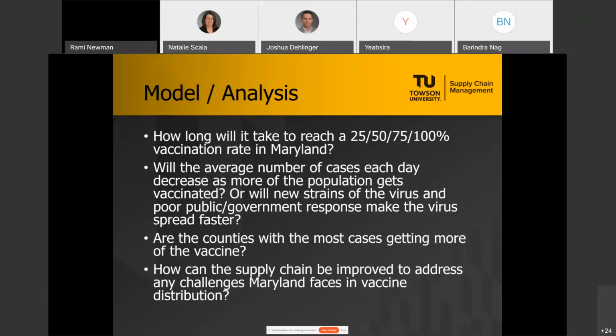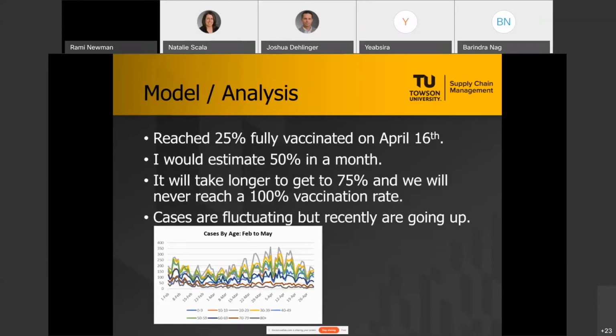Are the counties with the most cases getting more of the vaccine? And how can the supply chain be improved to address the challenges Maryland faces in vaccine distribution? So, starting with the first question, we reached a 25% fully vaccinated rate on April 16th. I would estimate that we'll hit the 50% fully vaccinated rate in about a month, since our first doses are close to 50%. Pfizer takes 3 weeks for your second shot, and Moderna takes 4 weeks.